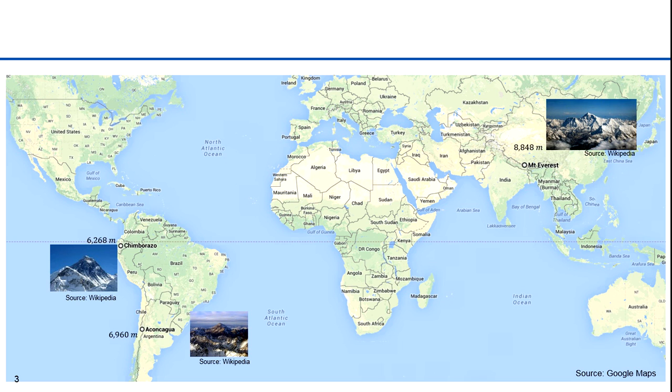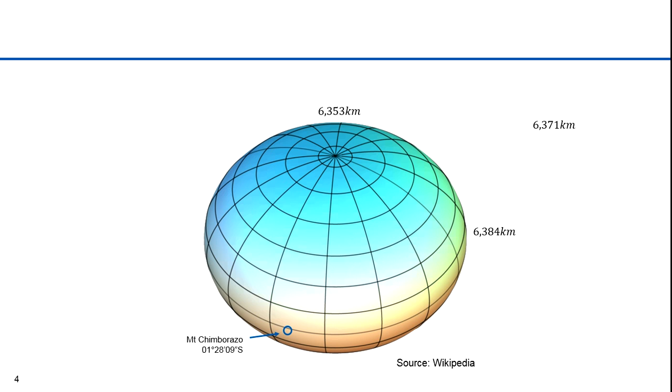All this is measured from sea level, which is an average level for the surface of one or more of the Earth's oceans. It's the midpoint between a mean low and a mean high tide at a particular location. There isn't a clear reference for sea level. If we measure these prominences from the center of the Earth, we get a different result. Chimborazo is at 1 degree south latitude, almost on the equator. It's almost right on the equator. Everest is at almost 28 degrees north.